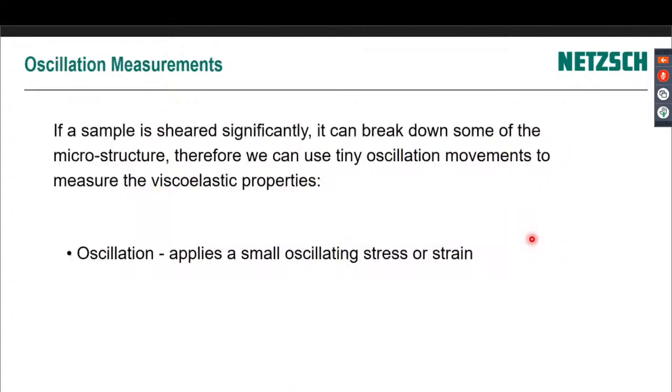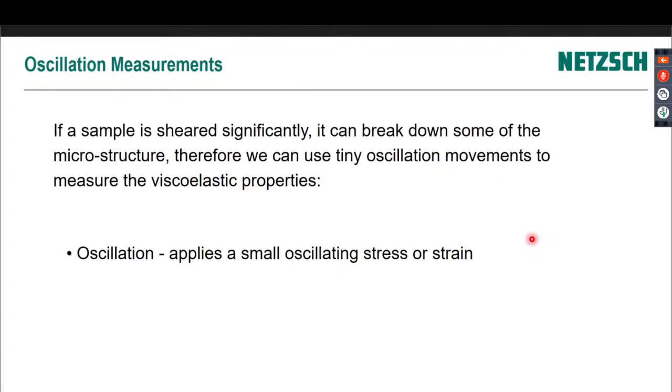Now, another way that people do gelation, obviously, is to do this oscillation. As I said, if you're shearing a sample round and round, you're going to break down some of the microstructure. And maybe you don't want to do that. Maybe you want to look at the gelation as it occurs without breaking the sample. And so we do oscillation.